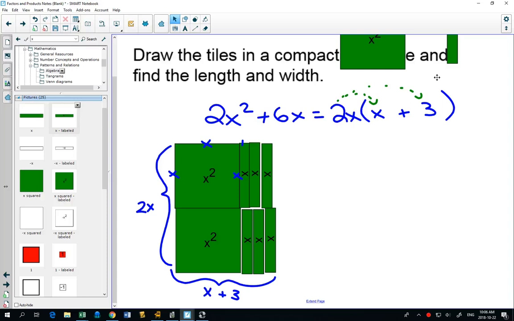Are there other rectangles we could make? Yes. We could have just made a long rectangle. Can you see if you made the long rectangle, that would have one side as x, but the other side would have 2 x's and then 6 1 tiles in a row.